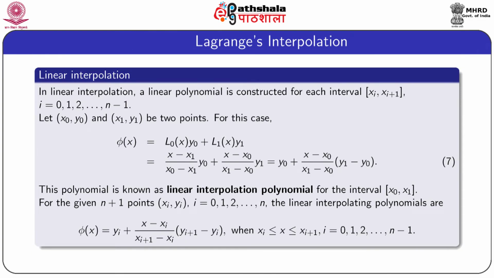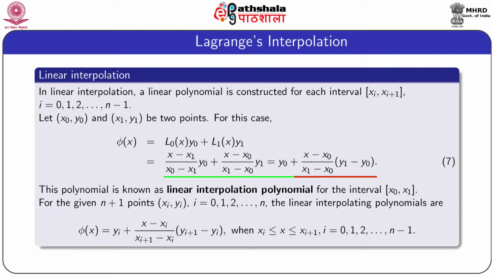Now, we consider a simple case of the Lagrange interpolation method. Here we consider 2 points, x0 y0 and x1 y1. That means, for these 2 points we obtain the following Lagrange interpolating polynomial: phi(x) equals L0(x) y0 plus L1(x) y1. This is equal to (x minus x1) by (x0 minus x1), which is nothing but L0(x), into y0 plus (x minus x0) by (x1 minus x0) into y1.